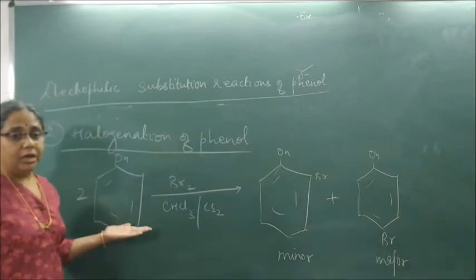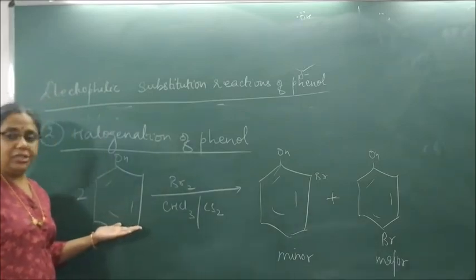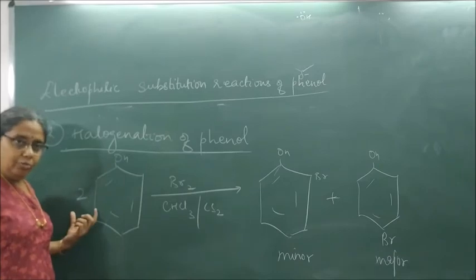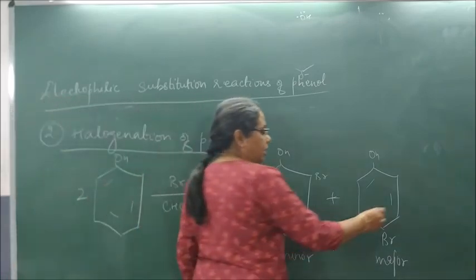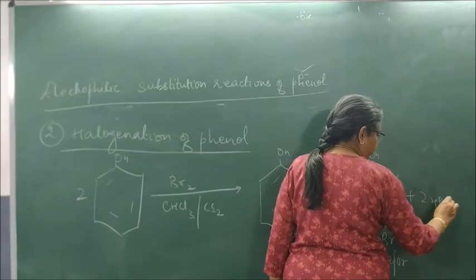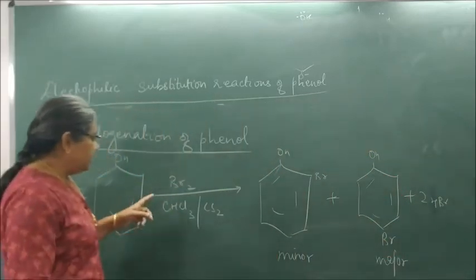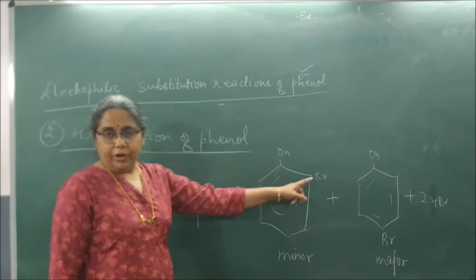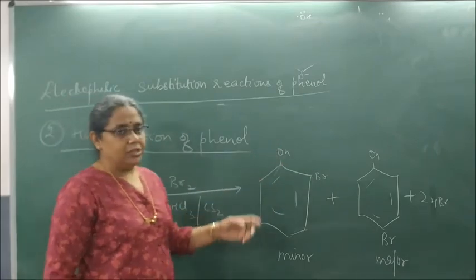Okay, now please, I think I have not completed this equation. I have taken two molecules, so please remove what? Two molecules of HBr, isn't it? One Br comes and one H is removed. So you will get plus 2 HBr.